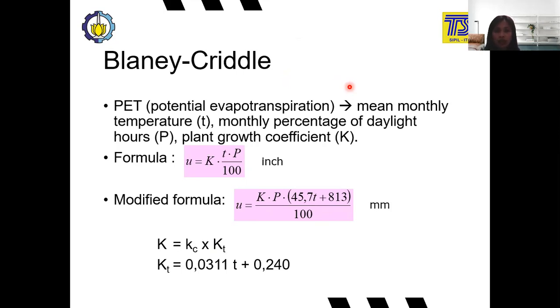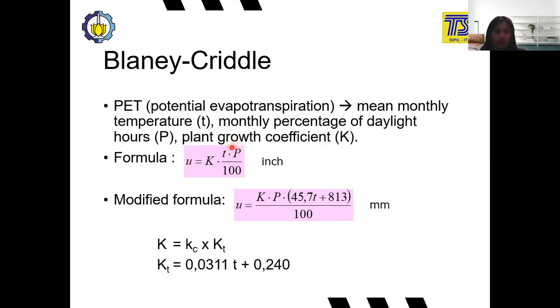Here we have the Blaney-Criddle equation. It is used to calculate the potential evapotranspiration. Here we have PET. And which data do we have to know? For example, if you want to use the Blaney-Criddle method, you have to have the mean monthly temperature, the monthly percentage of daily hours, and then the plant growth coefficient. These three data you have to know if you want to use this Blaney-Criddle equation. The formula is originally like this: U equals K multiplied by T and P divided by 100, where K is the plant growth coefficient, T is the mean monthly temperature, and P is the monthly percentage of daily hours.